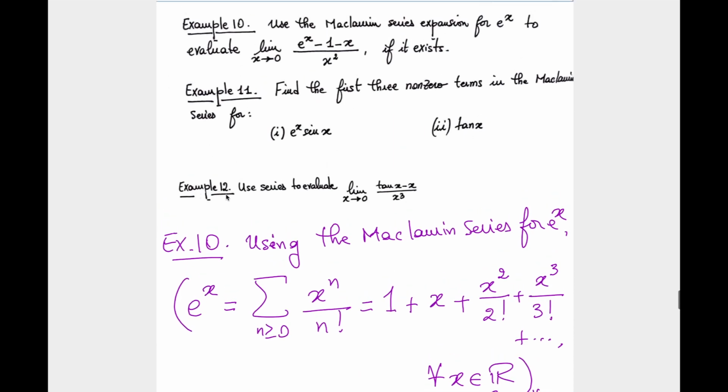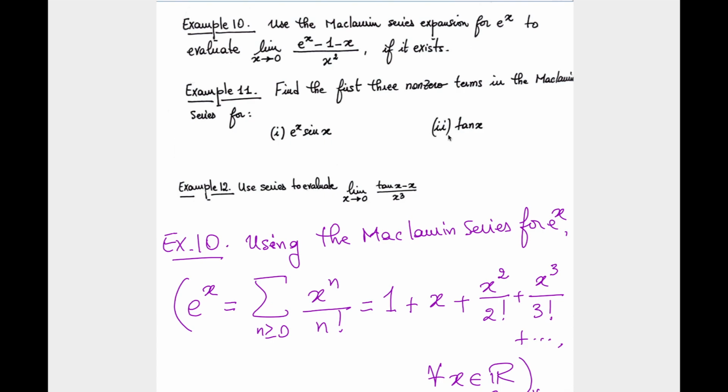Last problem is example 12. Use series to evaluate this limit. This is of the form 0 over 0, which is an indeterminate form, and L'Hopital can handle this, right? But they asked us to find it through series. So it's very similar to example 10. The question is, at the time we used the Maclaurin series expansion for e to the x, here what's the Maclaurin series for tangent? Because we need the Maclaurin series since we're talking about x being close to 0, right?